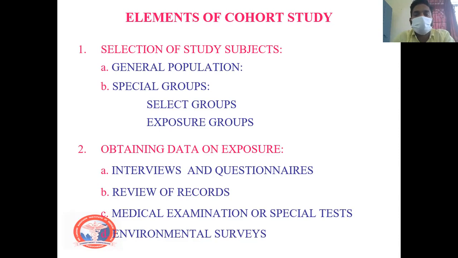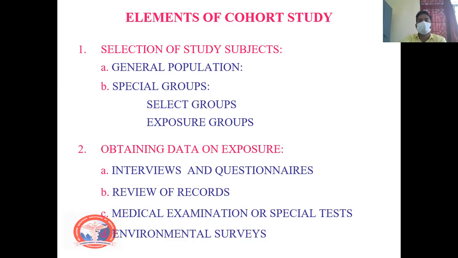Special groups, like a selected group of pregnant women, or the exposure groups, like people who are working in a radiology department, or persons who are working in a rice mill, or persons who are getting exposed to a particular factor, compared with non-exposed others. So general population, and the second one is special groups. Special groups include selected populations, or the people who got exposed to a particular exposure. So this is regarding selection of study subjects.